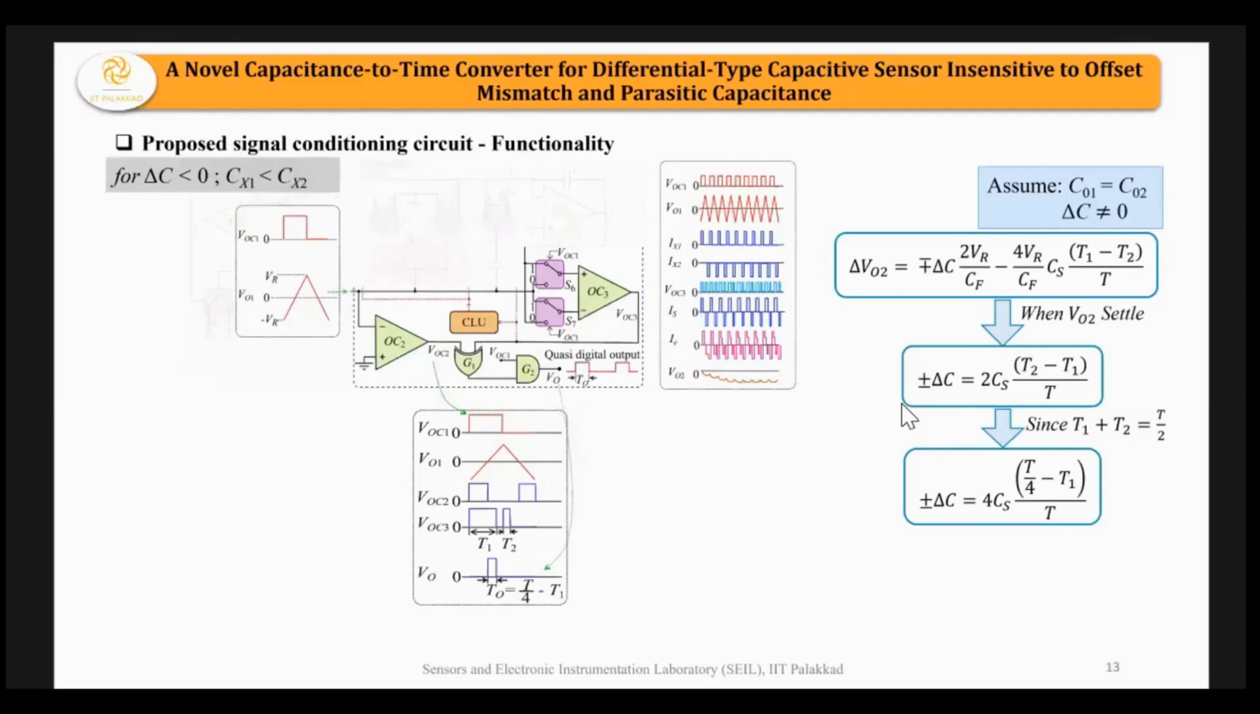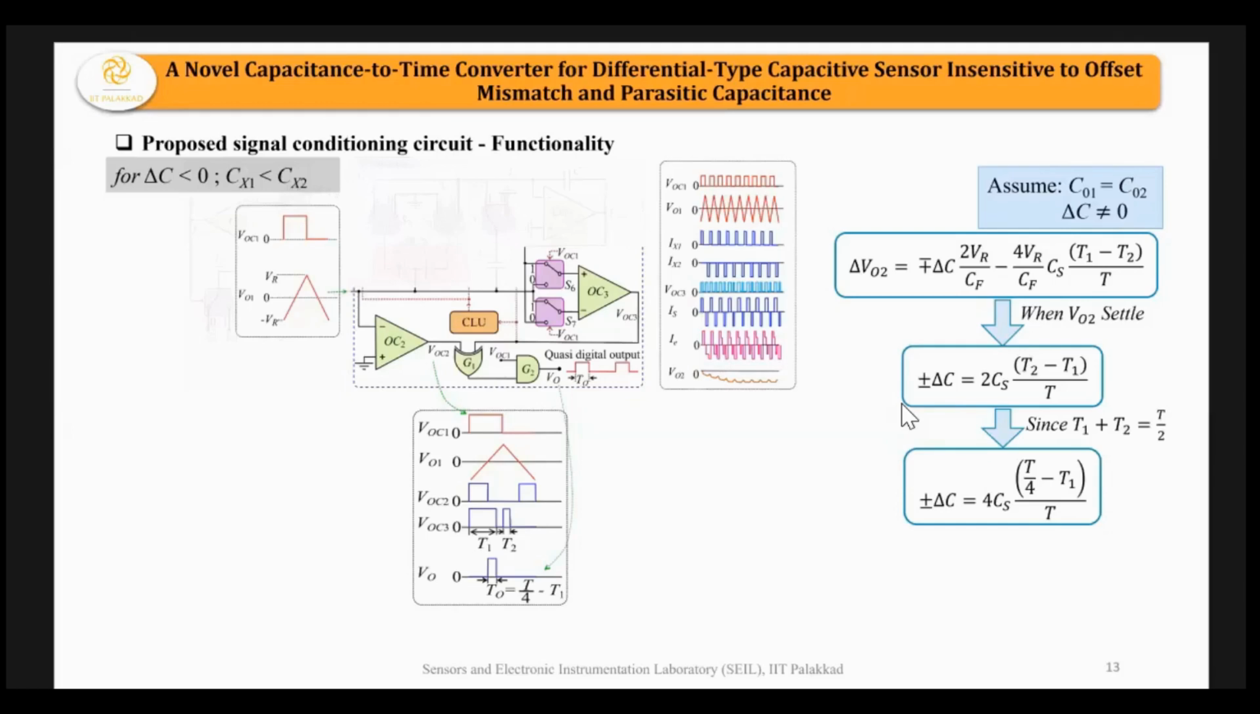This logic circuit is basically to get a pulse output whose time period is equal to T by 4 minus T1. In general, the above circuit will have a feedback operation, and it will settle to a particular value. In order to get the T by 4 minus T1 time period, we have included such a logic circuit. So the output of this logic circuit will be a pulse train whose pulse time period is equal to T by 4 minus T1.